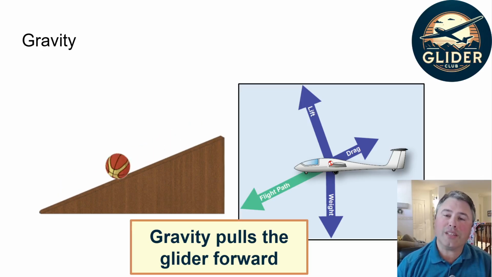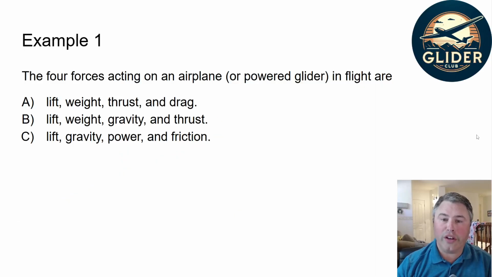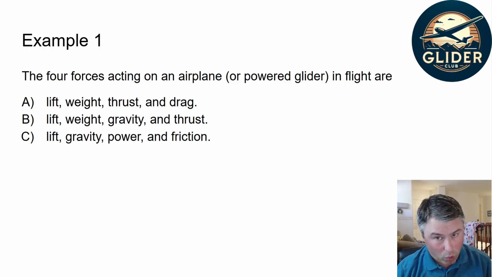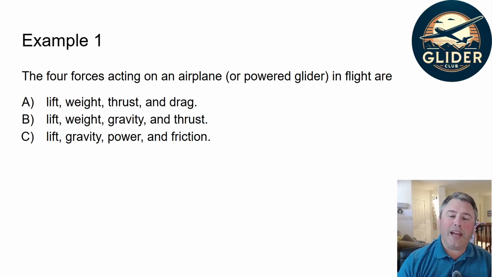Now, let's look at some examples of how the FAA is going to ask you questions about this on your knowledge test. Example 1: the four forces acting on an airplane or powered glider in flight are, well, we talked about this already. Lift opposes weight and thrust opposes drag. So the answer is A.